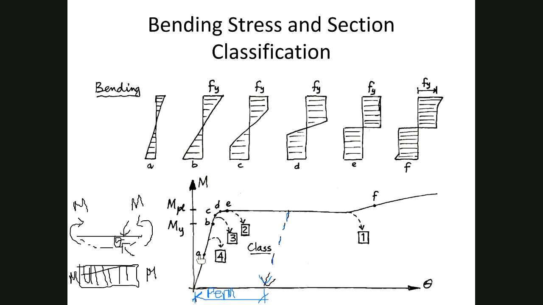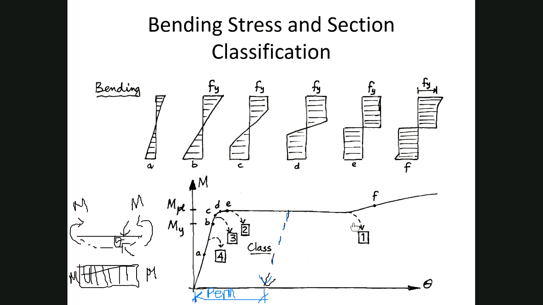If I do a class 3 section, I can get up to a yield, but then local buckle happens. So I'm limited by local buckling in there. I can just about yield the material, and then I'm going to start getting local buckling. At class 2, I can develop full elasticity, so I can get up to the end of the elastic range. In other words, the material is starting to yield in that steel, and then it basically takes less effort to rotate the beam.